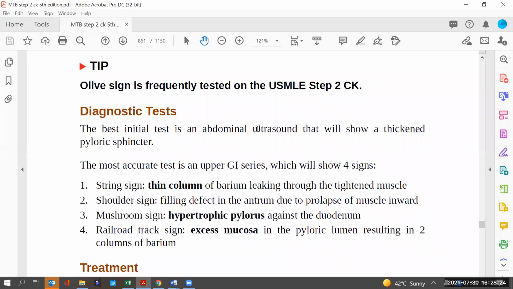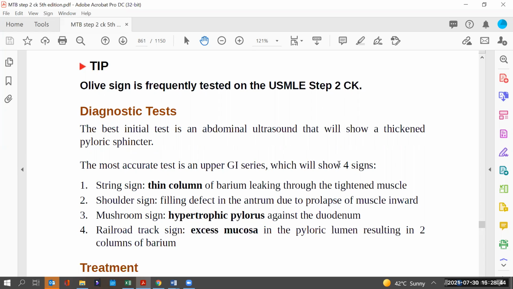We will always go for the abdominal ultrasound, which will show a thickened pyloric sphincter, because we know the pathophysiology. The pathophysiology is hypertrophy of the pyloric sphincter. So when you do an ultrasound, you can easily appreciate that the walls of the pyloric sphincter are thickened. Now, the most accurate test is the upper GI series, which will show 4 signs.